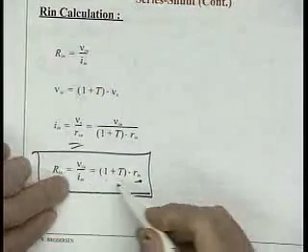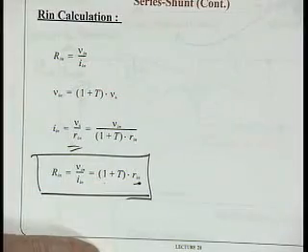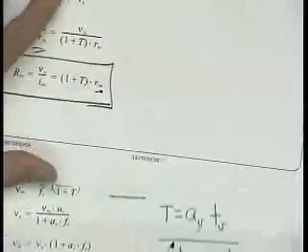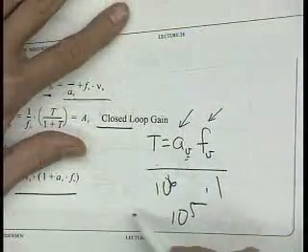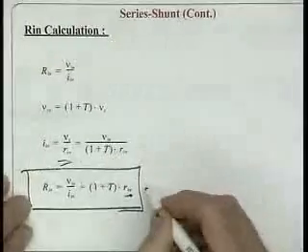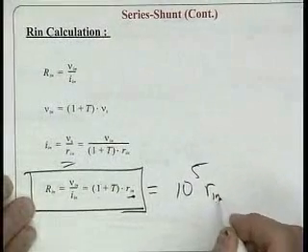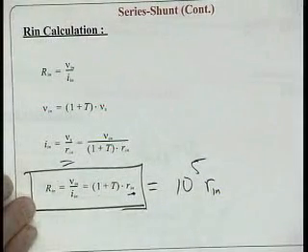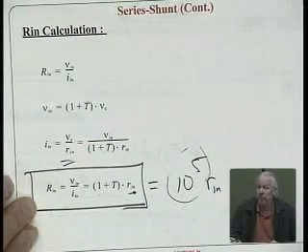And remember, the loop gain can be very large. If F is 0.1 and AV is 10 to the 6th, then T is equal to 10 to the 5th. And that means our input resistance is going to be 10 to the 5th times the input resistance of the basic amplifier. So we get this huge multiplication factor. Pretty interesting, okay?